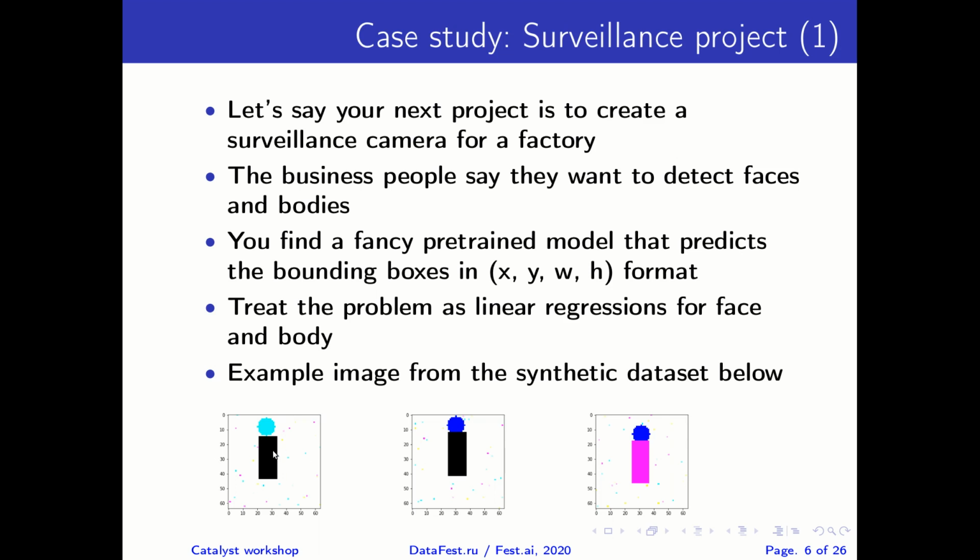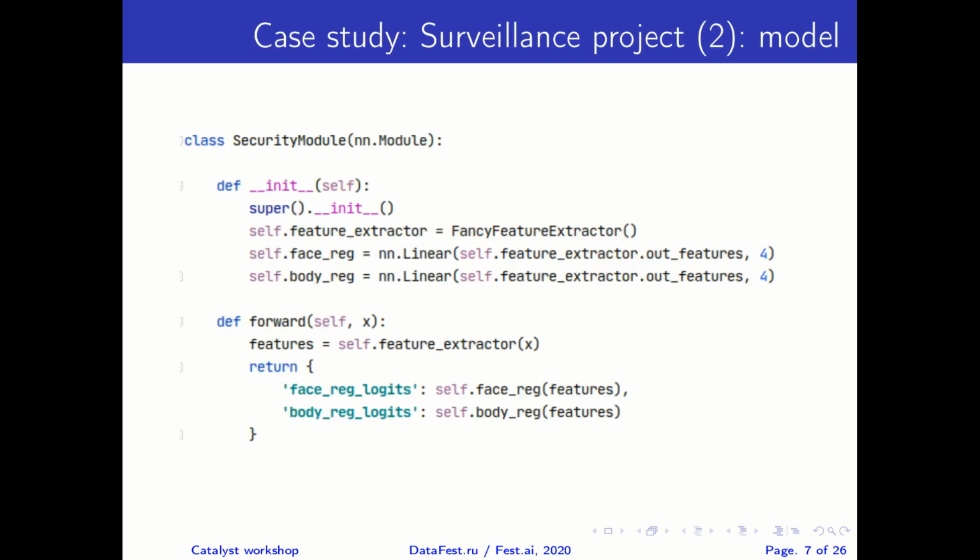Basically, the rectangle is the body and the circle is the face. In this case study, I'm going to show it through a synthetic dataset to avoid any sort of personal data issues, and for quick convergence, so that you can quickly see what is going on.